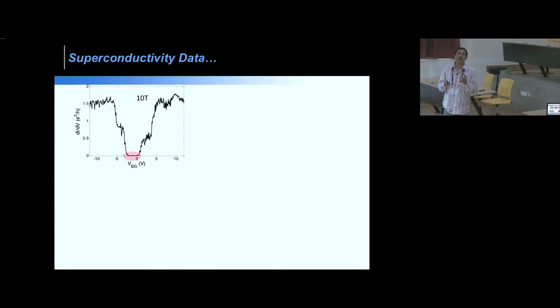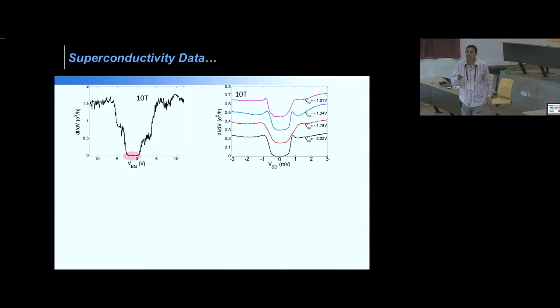at this regime. Now let's look at this n equal to 0 Landau level, and you do the bias-dependent curve. So here is the data as a function of bias, sitting at different points. If you look at that, then you see the superconductivity gap feature, and inside again a superconductivity gap. For different back gate voltages, we have just shifted the conductance to make it clear, right?